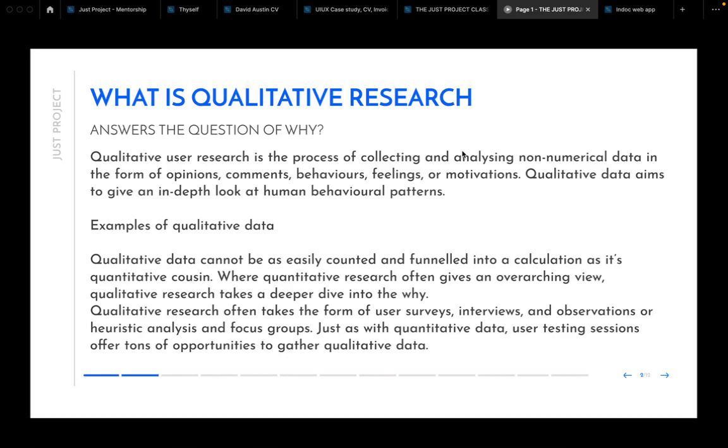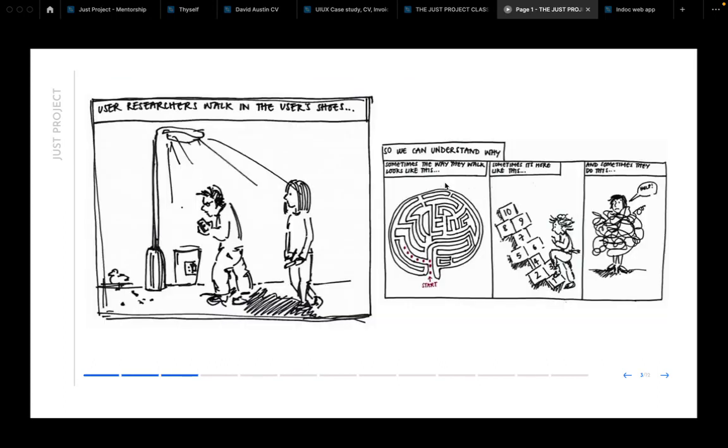It answers the question why. The second type of research is the quantitative. Okay, this is an example here.